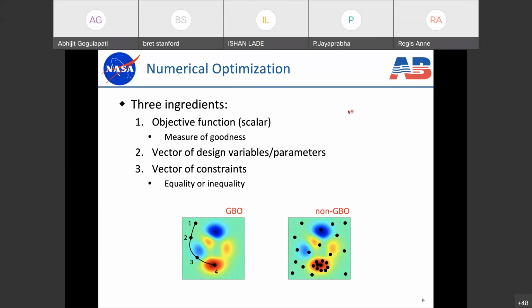And the third ingredient, which is optional, is a vector of constraints. We could have an unconstrained problem, but otherwise we need a vector of constraints. Those could be equality constraints, or they could be inequality constraints. And so again, for aircraft optimization, we would have a constraint that the vehicle is trimmed, right? So lift is equal to weight. That would be an equality constraint. Or we could have inequality constraints on maneuver loads, such that the wing does not break, or does not exceed a safety factor during a maneuver.